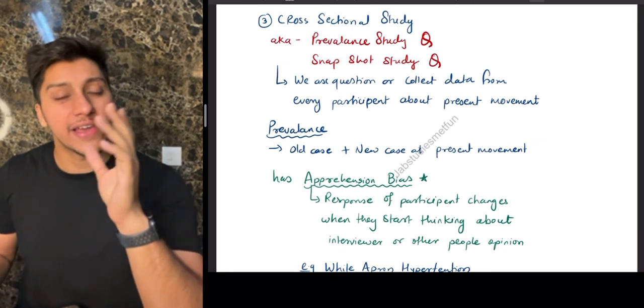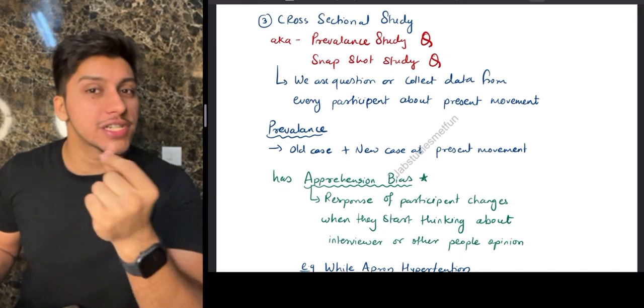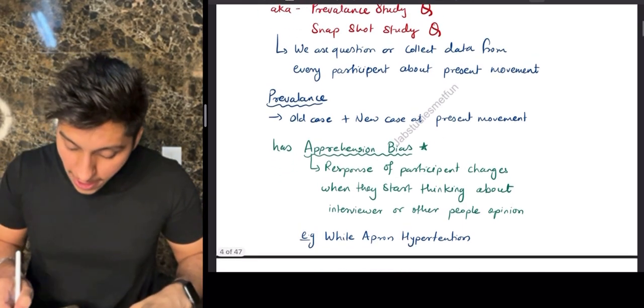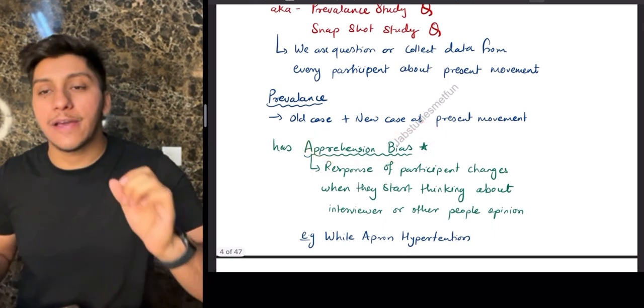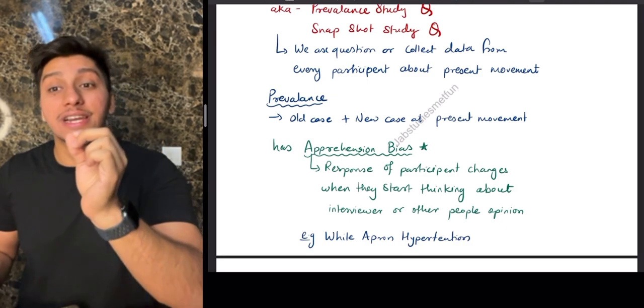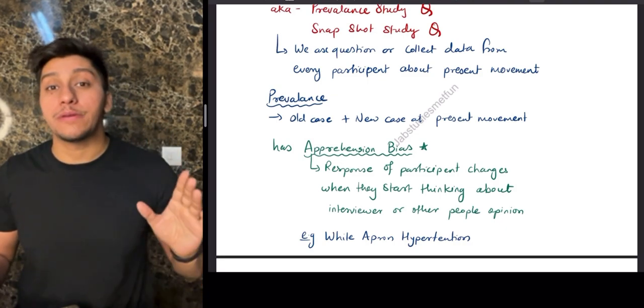Now, as every study has some bias, cross-sectional study also has a bias. Cross-sectional study has a bias which is known as apprehension bias. Now, what is apprehension bias? It is when the response of a participant changes when they start thinking about the interviewer or other people's opinion.